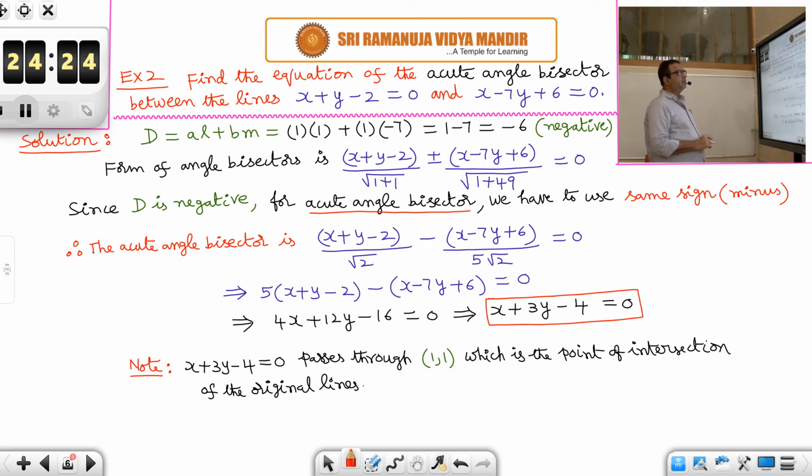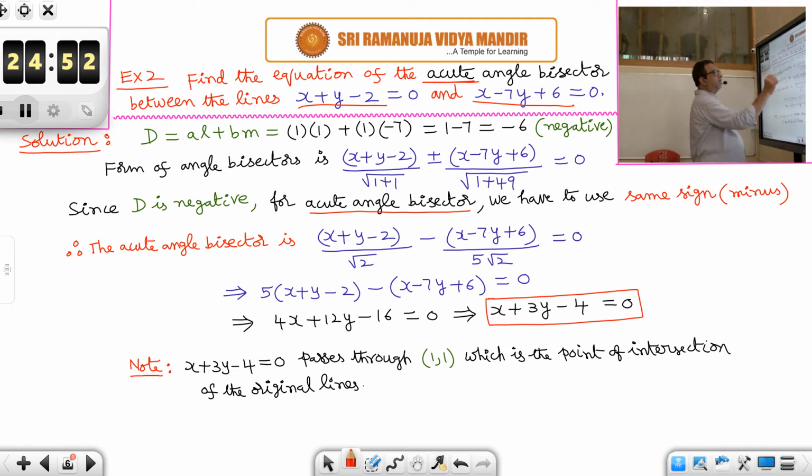Example 2. Find the equation of the acute angle bisector between the lines. Two lines are given, and of course I have given (1, 1) on the first line. You can see (1, 1) on the second line also, satisfying this equation and that equation. So in the answers also (1, 1) must be there. So first thing is what? We have to find the acute angle bisector. Okay. First we have to calculate D, the discriminator.